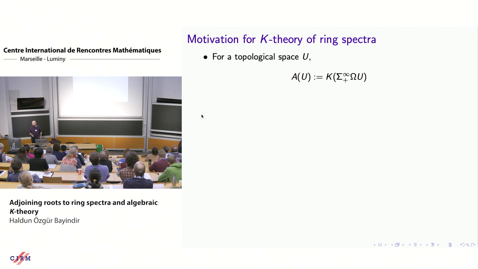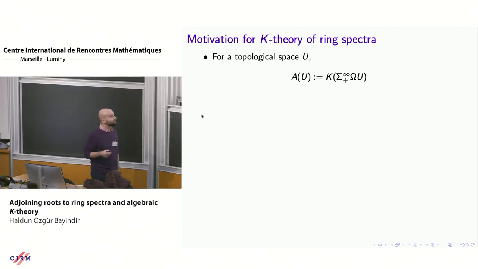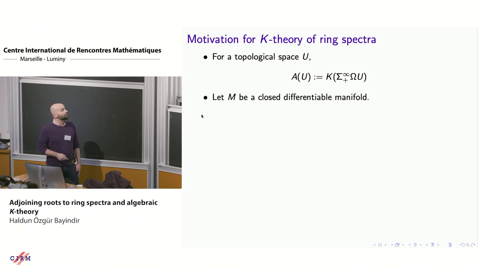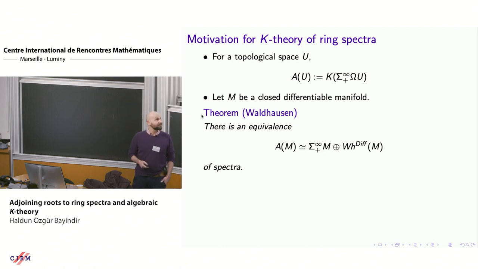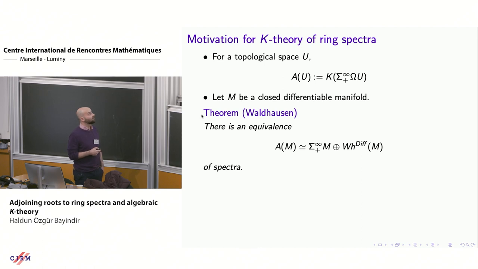Okay, so for a given topological space U, one may define the algebraic K-theory, also called algebraic A-theory, of U, as the algebraic K-theory of the suspension spectrum of loops on U, following Waldhausen. And Waldhausen shows that for a closed differentiable manifold, the A-theory of M is given in this form, where the interesting thing about this equivalence describing the A-theory of M is the fact that it contains the smooth Whitehead spectrum as a summand.